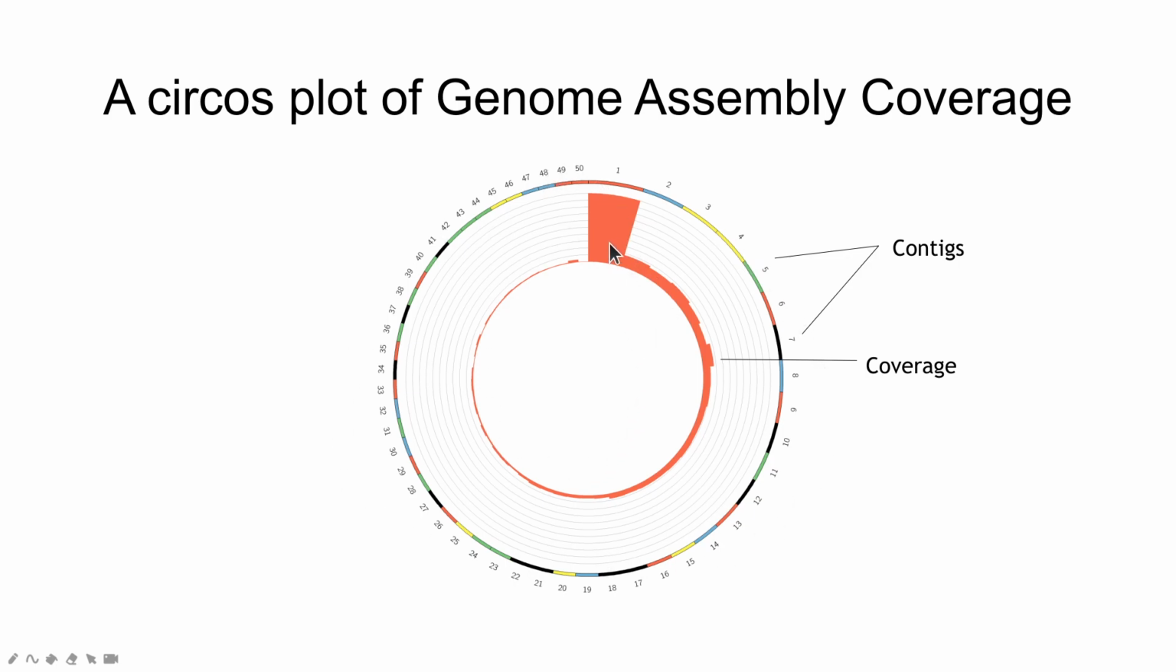The inner circle, the orange one, is used to represent the coverage. Or let me put it this way: the number of reads that are mapped to each of the contigs. So that's what we are going to do. I am going to briefly explain how I got the input data for Circos, and then generate the plot out of it.